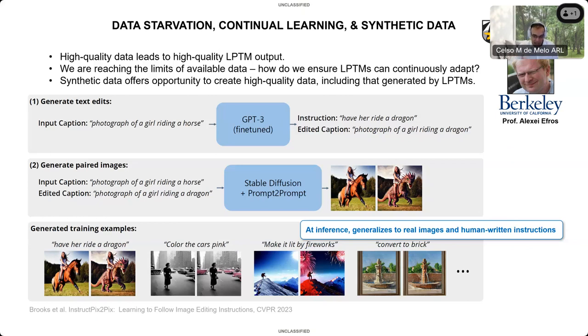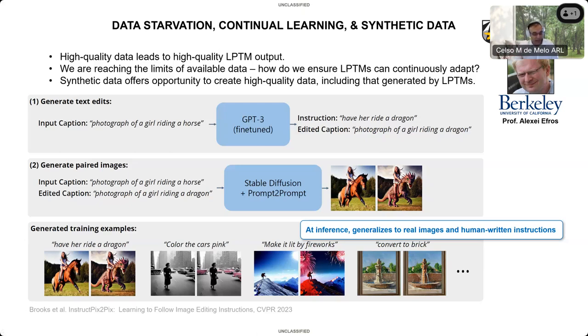Now, how did he do this? He started with an off-the-shelf stable diffusion model and then created pure text and imagery synthetic data to fine-tune the original model. The way his team did this was to use GPT-3 to create variations of certain prompts. So for instance, given "photograph of a girl riding a horse," GPT-3 provides alternatives like "have her ride a dragon" and so forth. And then use these synthetic prompts to create synthetic imagery using another stable diffusion model, okay? And then he used the synthetic data to fine tune the model.